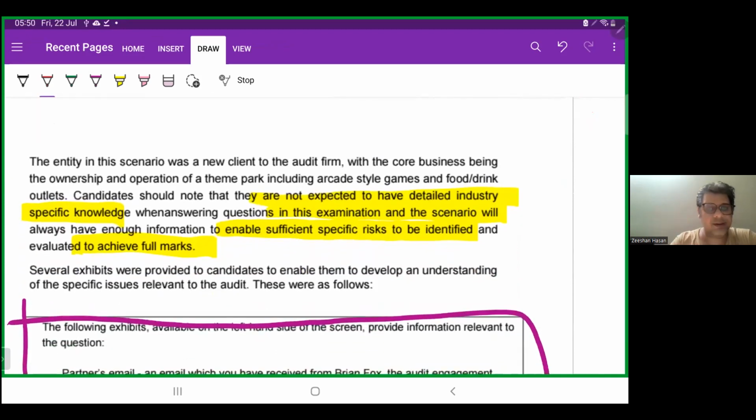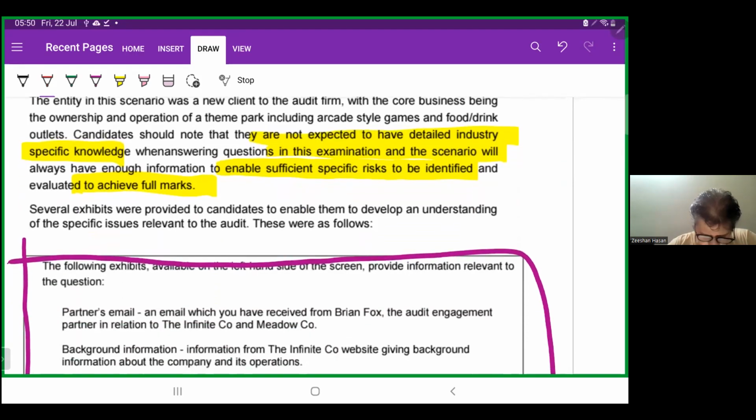Well, the entity in this scenario was a new client to the audit firm. See what the examiner is saying over here. With the core business being the ownership and operation of the theme park, including arcade style games and food and drink outlets. Now, see over here the part which I highlighted. Candidates should note that they are not expected to have detailed industry specific knowledge. Industry specific knowledge was not required when answering questions in this examination, and the scenario will always have enough information to enable sufficient specific risk to be identified and evaluated to achieve full marks.